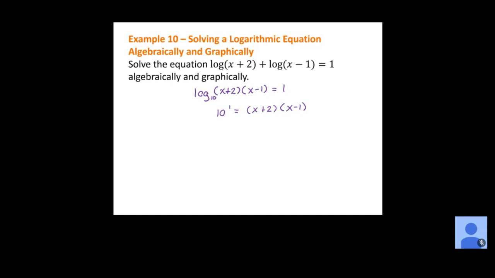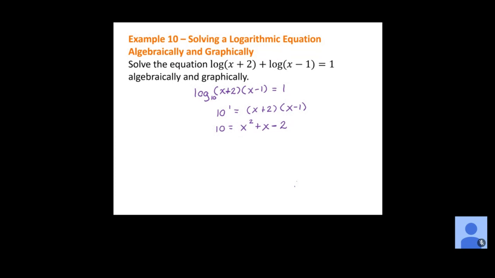Good. So let's go ahead and multiply out what we have on the right-hand side. So 10 to the first is just 10, right? Over here now, if we FOIL, we have x times x, x squared. We're going to have a minus x for the outer terms, a plus 2x for the inner terms. So that's going to be a positive x. And then 2 times negative 1 is going to be negative 2. All right, now, once we've multiplied all that out, then we can do what?